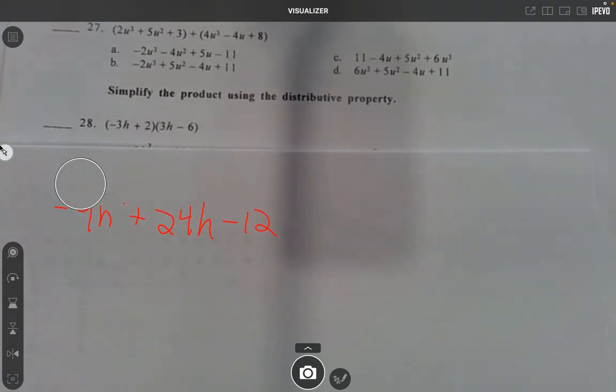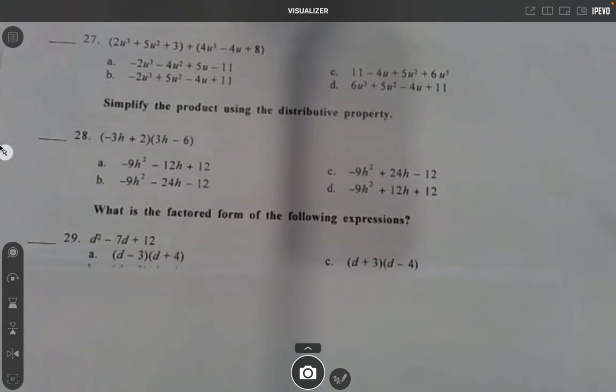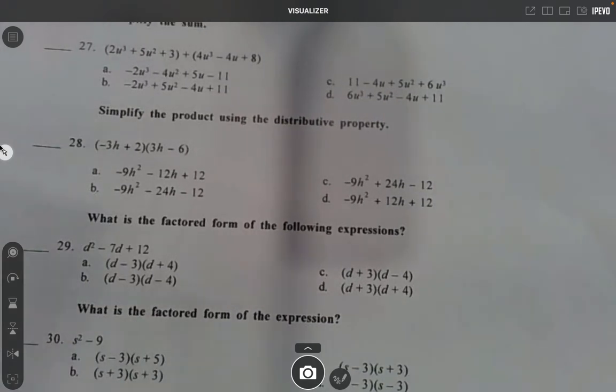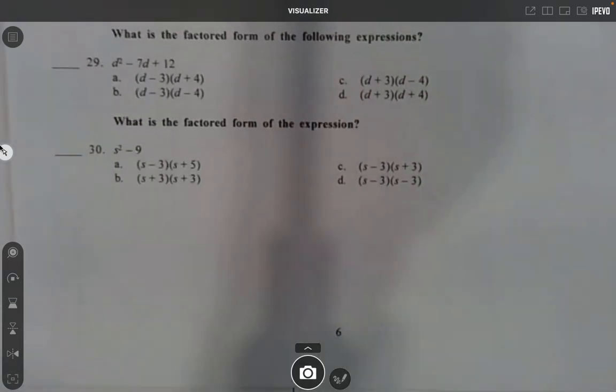I'm feeling good? Okay. 29, and I'm also videoing. I'll have it posted today. So if you didn't get something, it'll be on there. 29 and 30 are factoring.